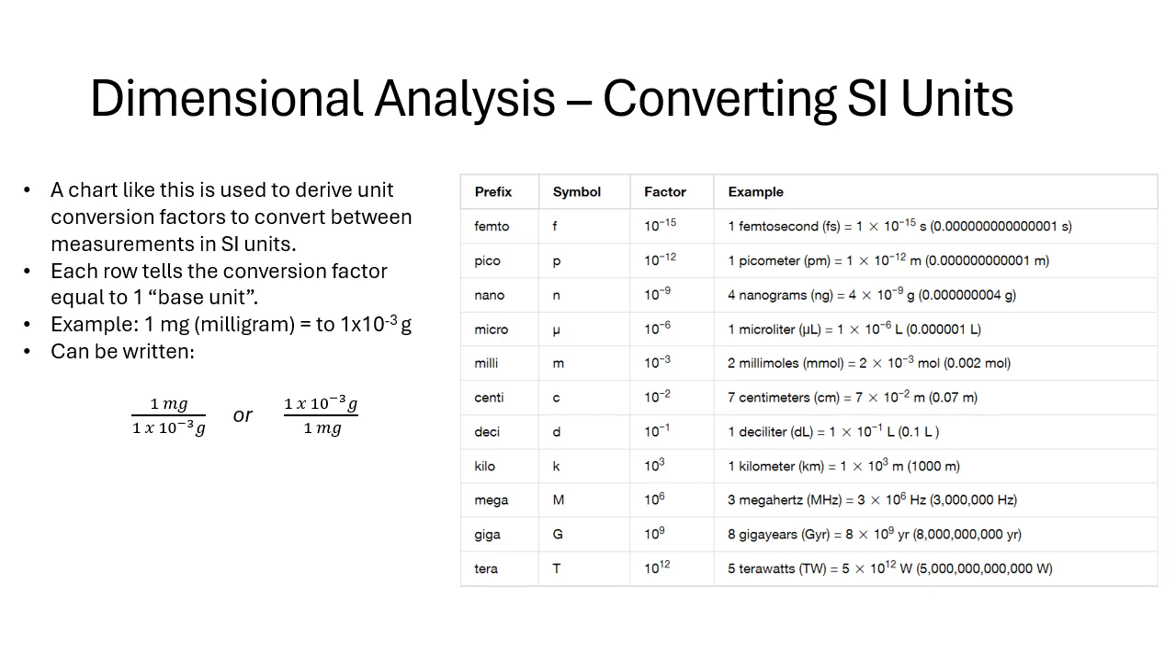We can write that relationship as either 1 milligram per 1 times 10 to the negative 3 grams, with the 1 milligram over the 1 times 10 to the negative 3, or we can write 1 times 10 to the negative 3 grams per 1 milligram. Both of those relationships say the same thing, and we can use that as we need in our dimensional analysis calculations to help us arrive at the units that we want to arrive at. We'll see some examples on the following slides.